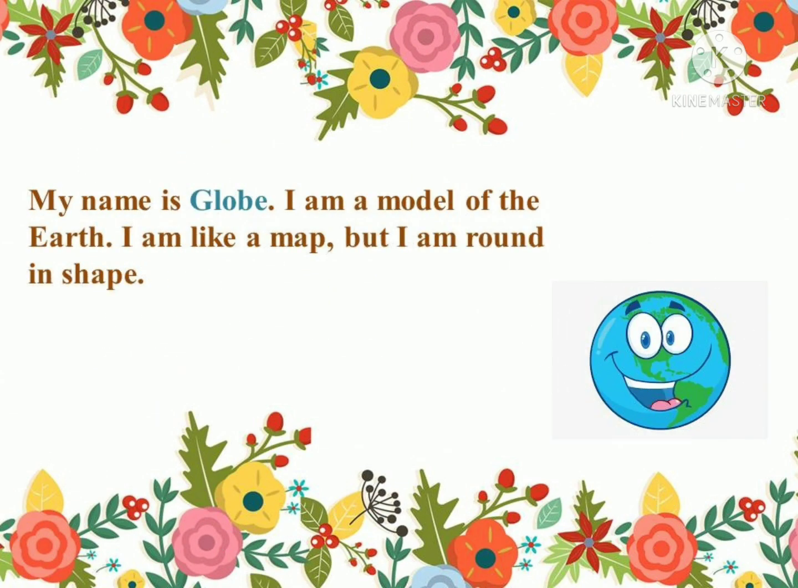Let's get started. If I may ask you, on which planet do you live? I repeat my question. On which planet do you live? Yes, you live on Earth. Can you see that picture? What this picture looks like? Does it look like Earth? Yes, it is the model of the Earth and its name is globe. It looks like a map but it is round in shape.